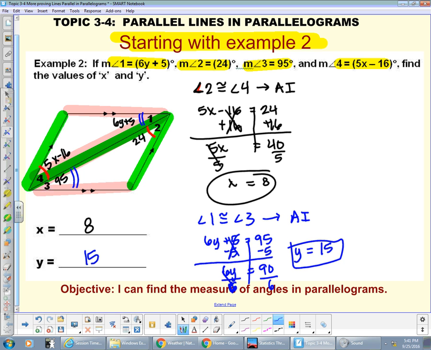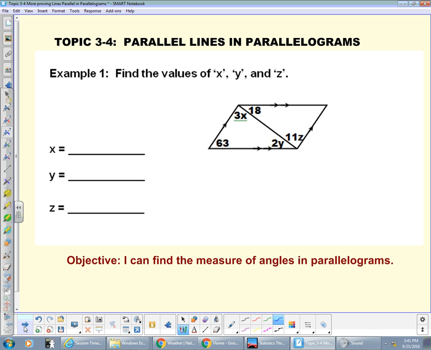Now, just to give you a heads up, when you're working with parallelograms, you are either going to be looking for alternate interior angles or you're going to be looking for same side interior angles. Let's look. This is actually example 1. Apparently we did these out of order for some reason. This time I'm just given the information and I have to figure out what the relationship is.